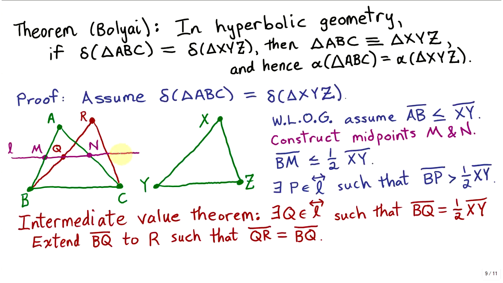However, we could also find a point P on this segment far enough away from M such that the length of B to another point P is greater than half the length of XY. So, by the intermediate value theorem, there must be some point Q on this line L such that the length of BQ is exactly equal to half the length of XY. So we'll mark that point, and then draw the segment BQ and extend it to a point R so that BQ and QR are equal in length. Choosing R in this way makes Q the midpoint of the segment BR.